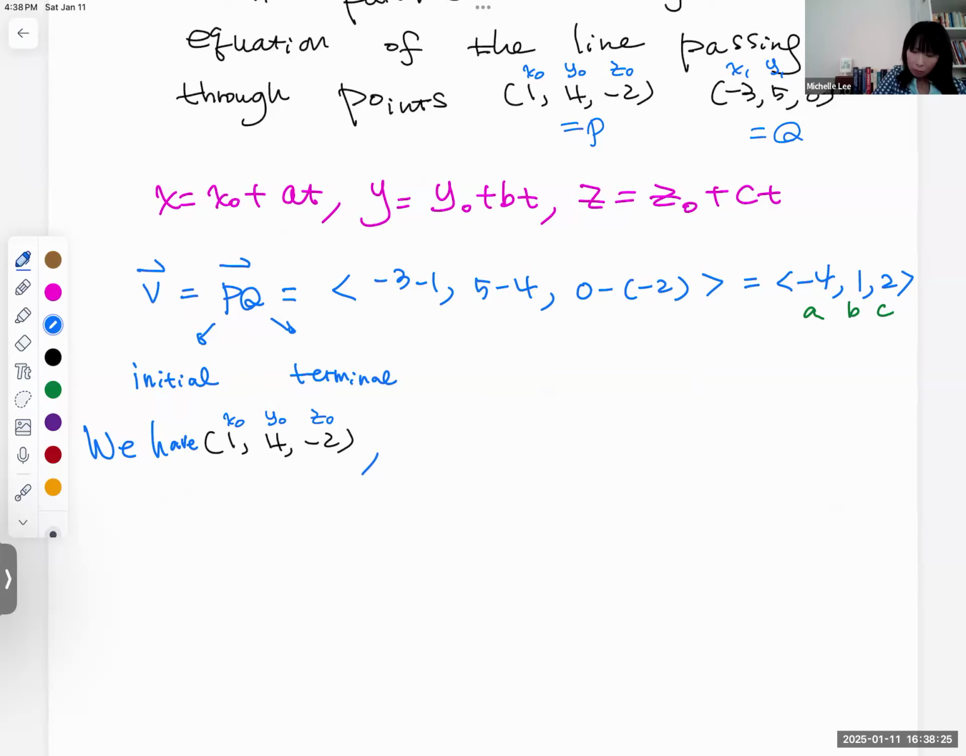So x equals 1 plus -4t, and y equals y naught, which is 4, plus 1t, so just t. And z equals z naught, which is -2, plus ct, so 2t. So this is the parametric equation.